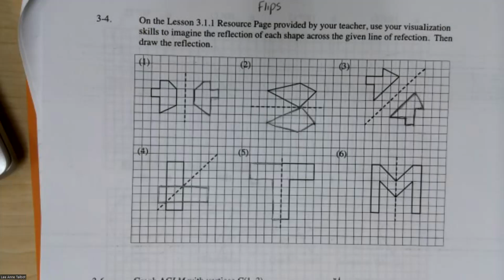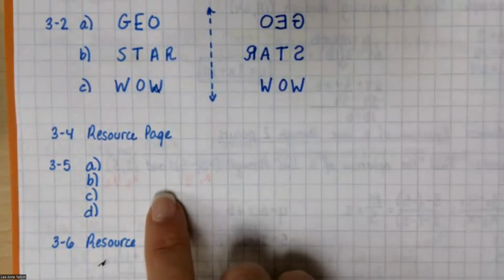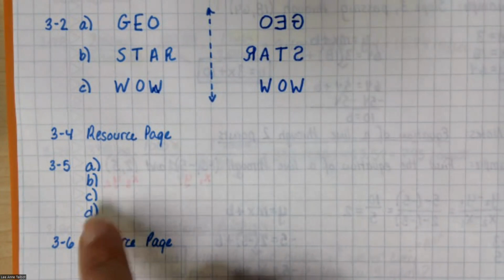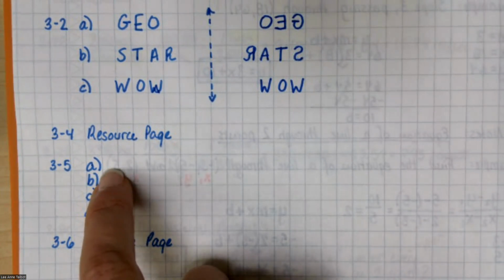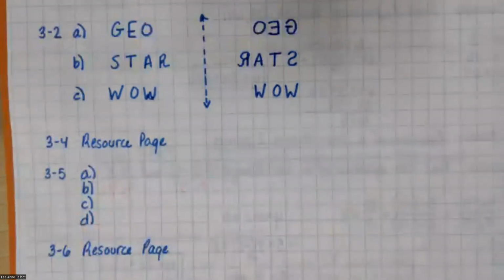You guys know what those are? Flip, turn, slide. Okay. And number 5, make sure you have A, B, C, D. There's going to be 4 pictures. And your answer is going to be either reflection, rotation, or translation for each. And feel free to discuss it.